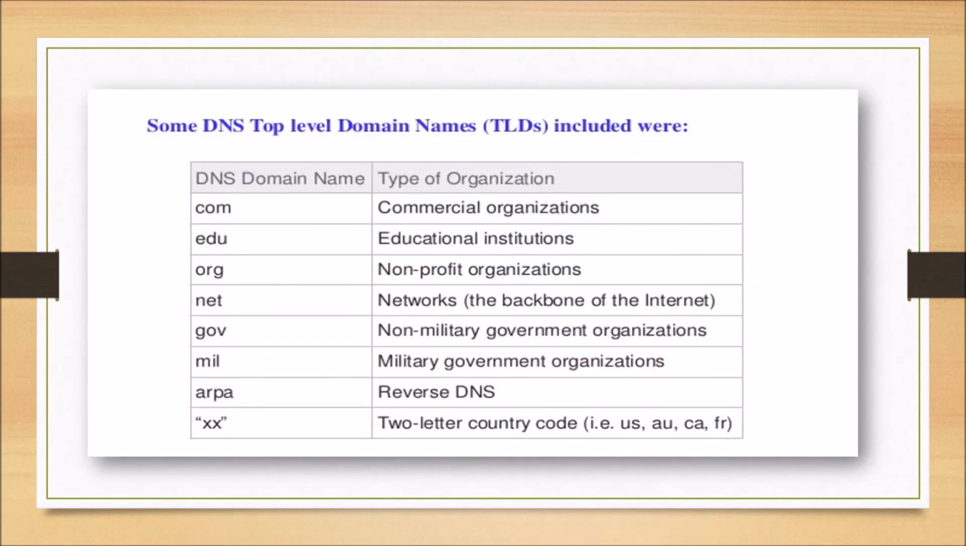So here is the list of some top level domain names. .com we use for commercial organizations, .edu is used for educational institutions, .org is used for non-profit organizations, .net is used for networks, .gov is used for non-military government organizations, .mil is used for military government organizations, and .arpa is used for reverse DNS, and XX is a 2-letter country code, that is it can be US, AU, CA, FR, which represent different countries.